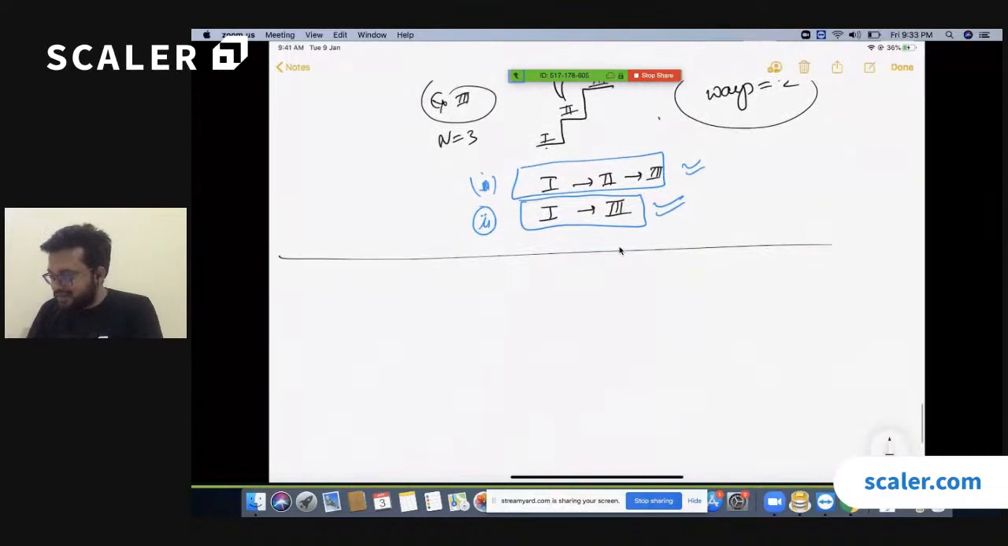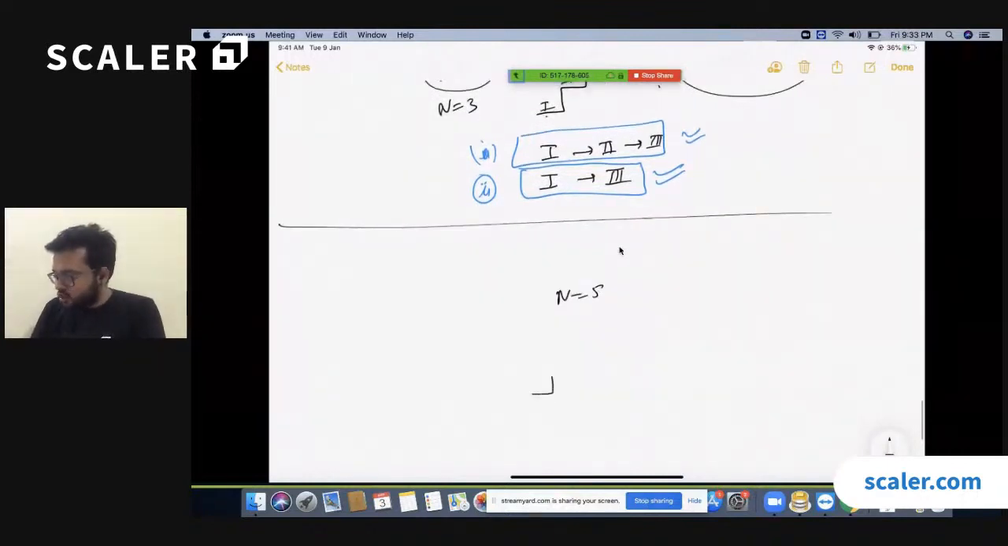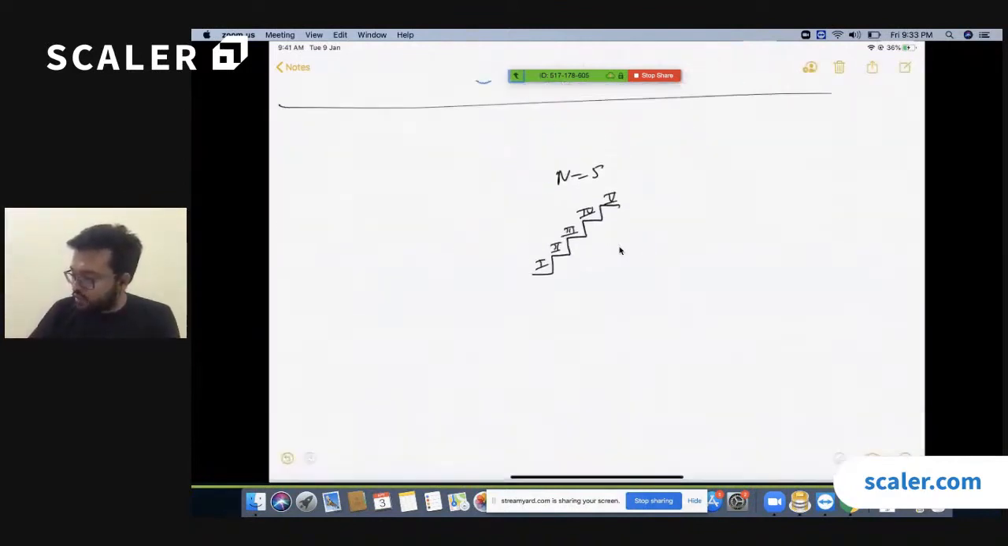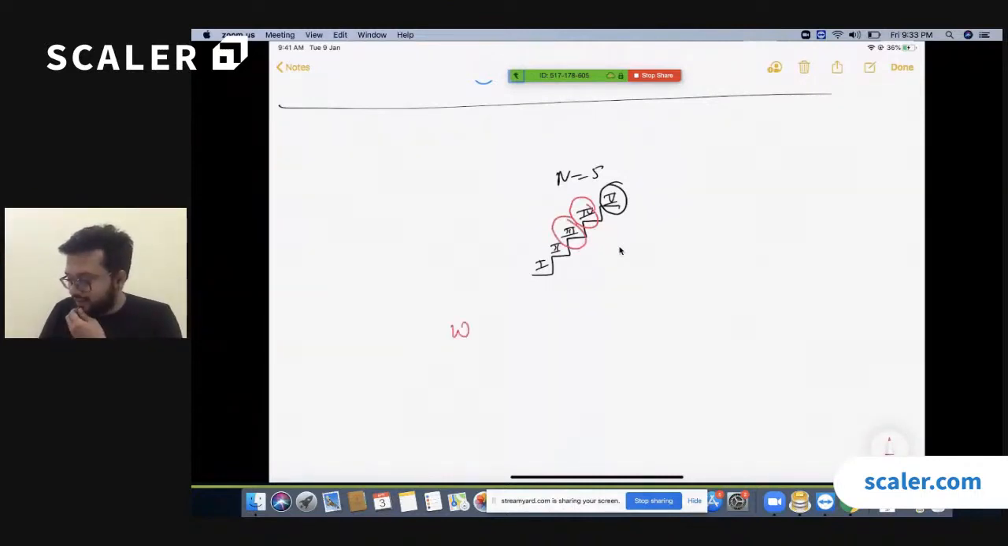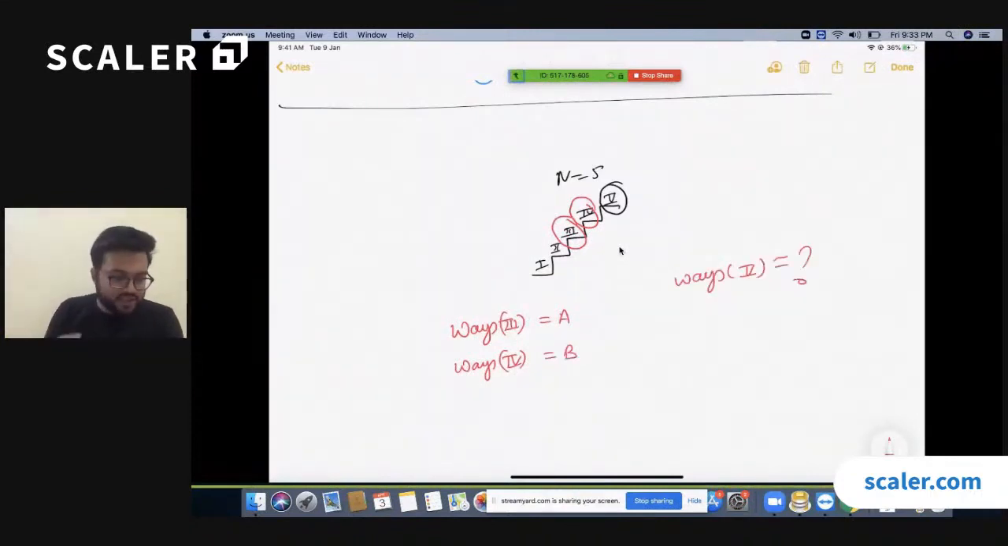Let's take any bigger problem. Let's take n equal to 5. Let's assume that you had 5 stairs. Now let's assume you want to compute the number of ways to reach the 5th stair from the first stair, and somehow you already know the number of ways to reach the 4th stair and the number of ways to reach the 3rd stair. Let's say somebody told you that the number of ways to reach the 3rd stair is equal to A, and the number of ways to reach the 4th stair is equal to B. Now, can I actually compute the number of ways to reach the 5th stair? Okay, let's try to find out.